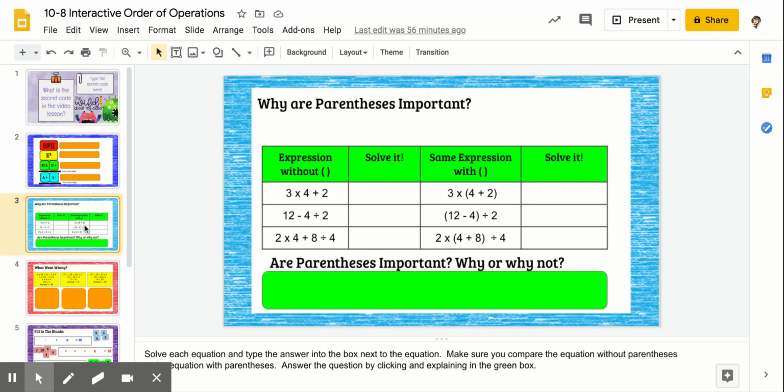On our third slide, we have expressions with parentheses and then expressions without parentheses. So you're going to solve it without the parentheses over here. So whatever 3 times 4 plus 2 is, you will type that in this box. But now over here, I have the same numbers, the same operations, but now I've got parentheses. So remember, parentheses are done first before anything. So that will change your answer, and you're going to put its answer over here in this box. And then why are our parentheses important? Why, do they change your answer? Do they not? Why do you think parentheses are important?